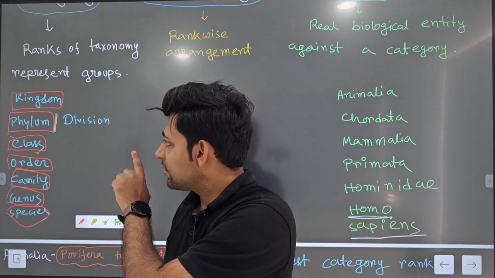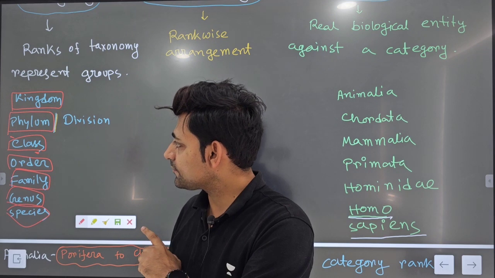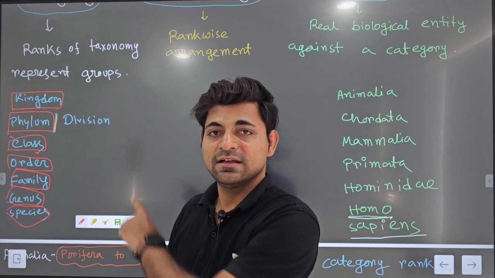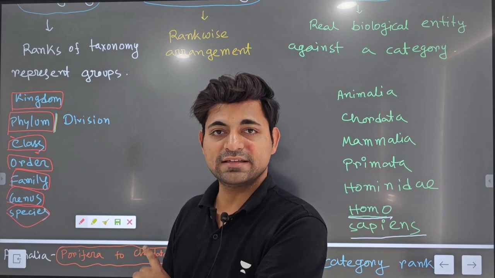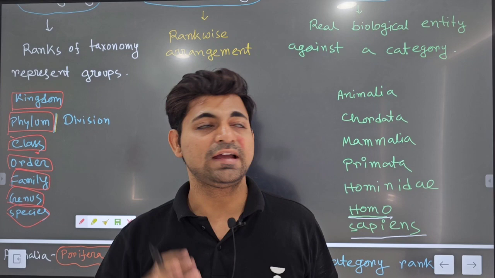So this super and sub, these are called intermediate categories. But kingdom, phylum, class, order, family, genus, species. King play chase on fine grain sands. These are obligatory or definitive categories.